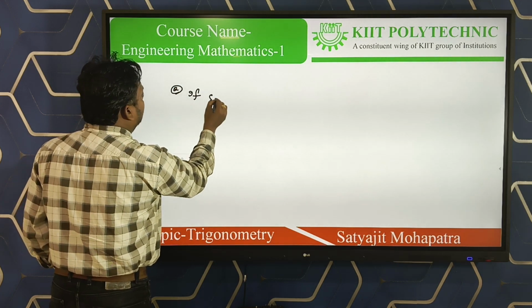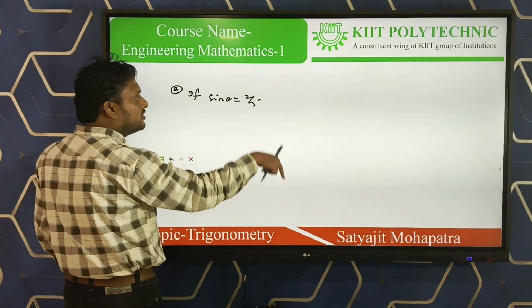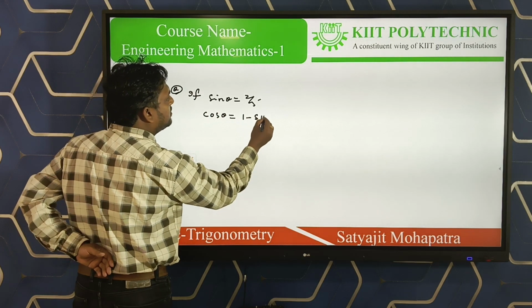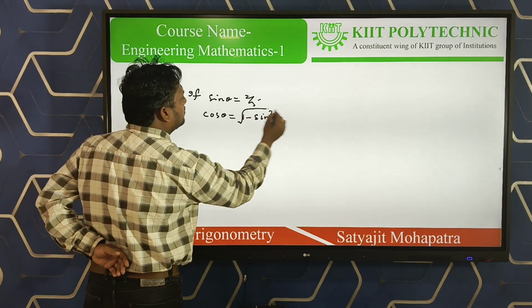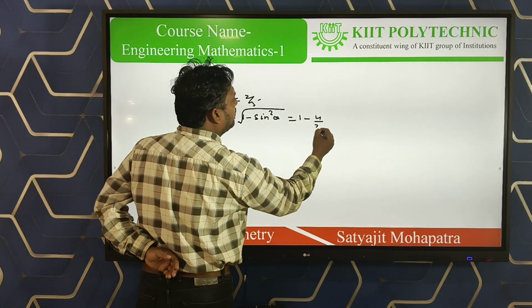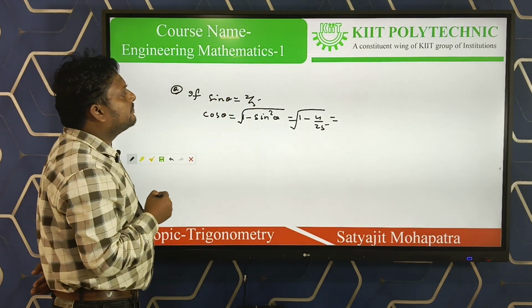If sin theta is given, suppose sin theta equals 2 by 5. Using those three formulae, you can find cos theta. Cos theta will be the root of 1 minus sin square theta. Then you find 1 minus (2 by 5) square, which is 4 by 25, its whole root.